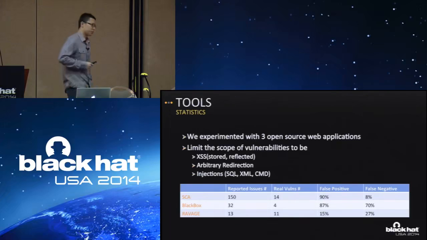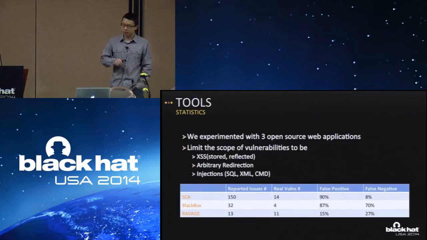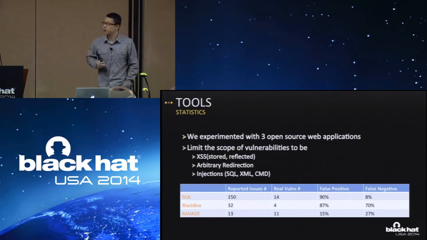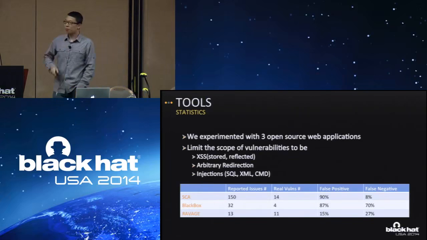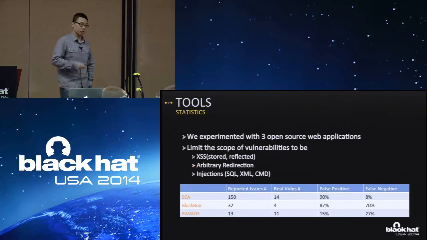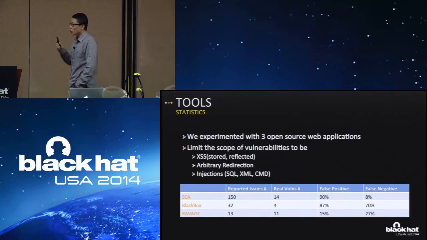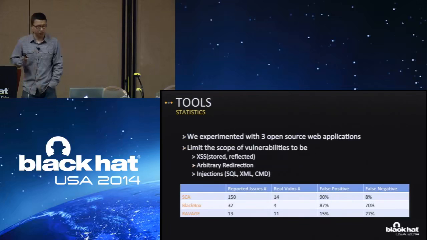Then we have RAVAGE. If you see the figures, it detects much fewer issues compared to the previous 2 tools. However, among the issues it detected, almost all of them are real issues. So the false positive rate is really low. It is around 15%, and the false negative rate is around 27%. So we can still improve the false negative rate.